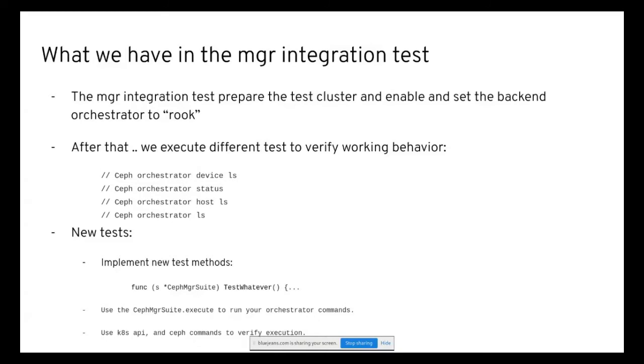And apart from that, we just start to execute the different commands that we have in the orchestrator. In the Ceph Manager suite, there is a method called execute that is going to be very useful in this kind of test in order to call the different orchestrator commands. And after calling the orchestrator command that you want to test, you need to use the Kubernetes API or directly Ceph commands in order to verify that the command that you have executed is working, or the behavior that you are testing is the expected one.